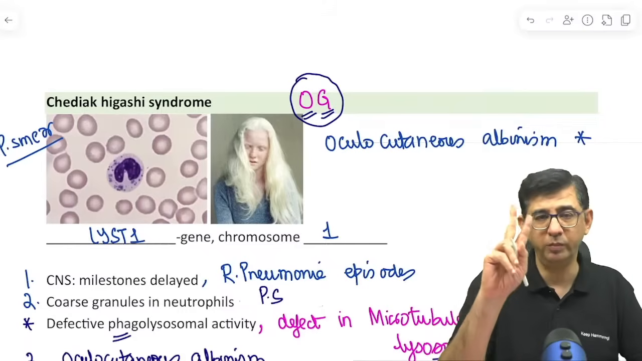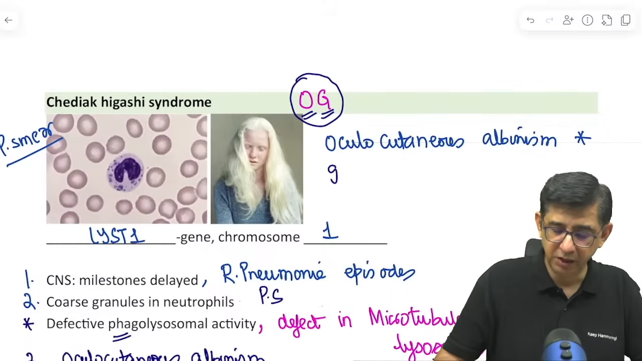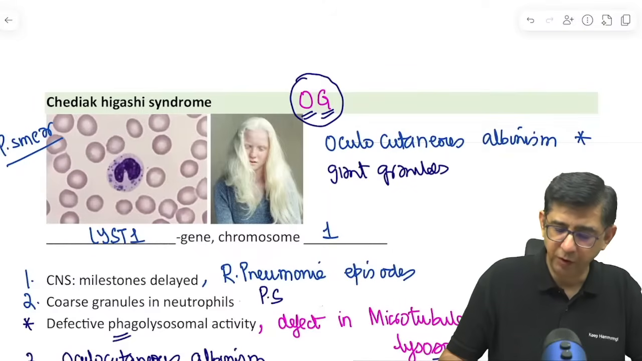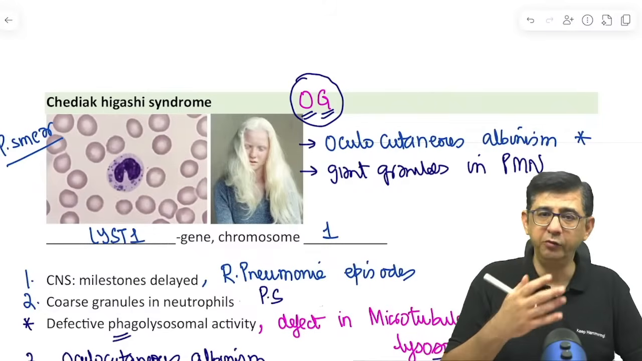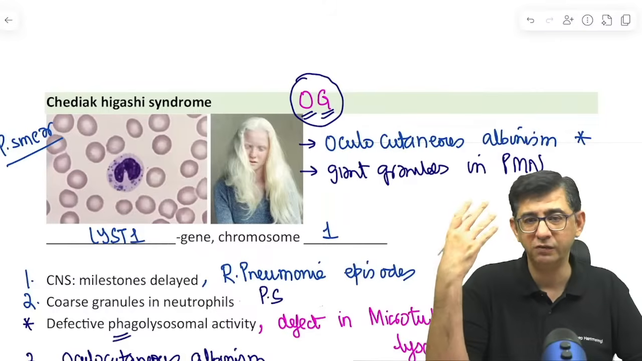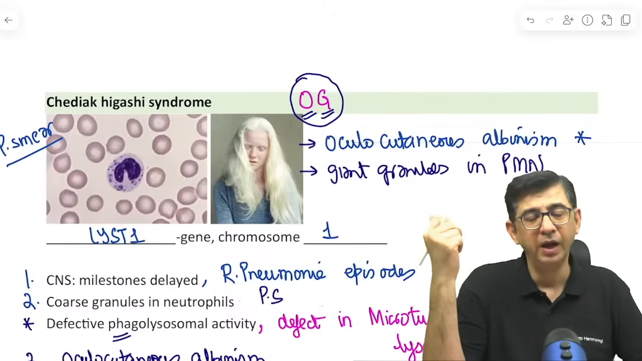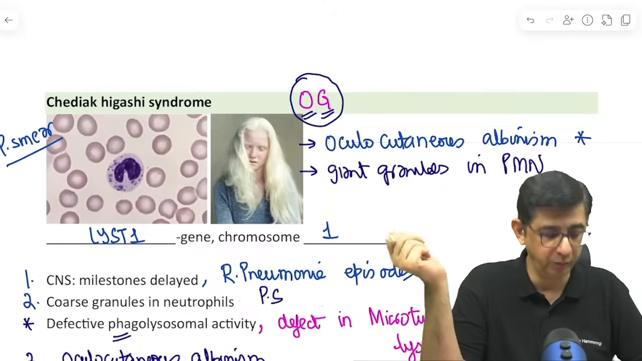The two statements that are a must for this, OG, are oculocutaneous albinism, and the second statement to be remembered is giant granules or big granules which are found in the polymorphonuclear cells. If you pick up these two things in the question, then it will become easier for you. The kid would be having oculocutaneous albinism. So like albinos, white eyelashes, white eyebrows, white hair would be present, and even the iris of the patient will not be black or brown like in an Indian population patient.